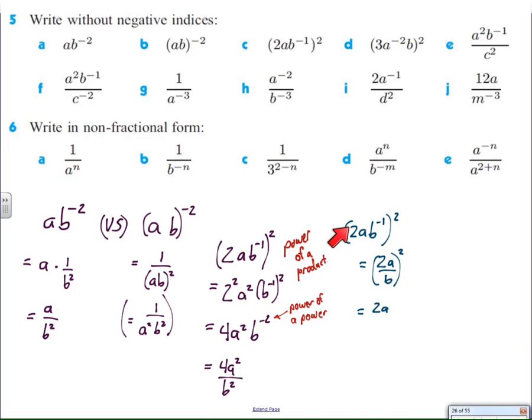Now, taking the exact same exercise, except this time I'm going to work from the inside. I'm going to say that b to the negative 1 is really 1 over b, so I get 2a over b. And then when I square that, I'm going to get 2a over b times 2a over b, which is 4a squared over b squared. It's the same result I got over here, but using a different approach.